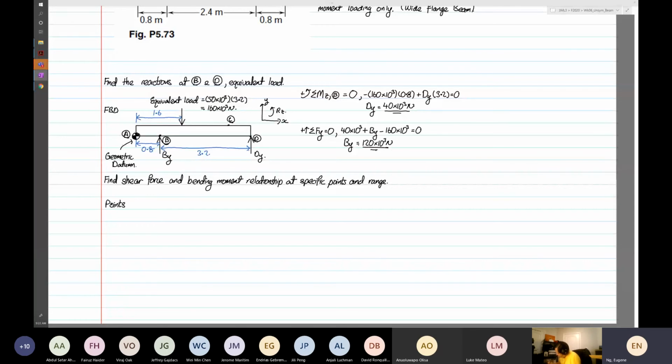Then the points that we look at, we will look at point A. Then we are going to do from point A to point B. Then we're going to deal with point B. Then B to C, I just draw a straight line. And then we are going to look at what's going on at point C. And then we're going to do from C to D, and then we're going to look at point D.